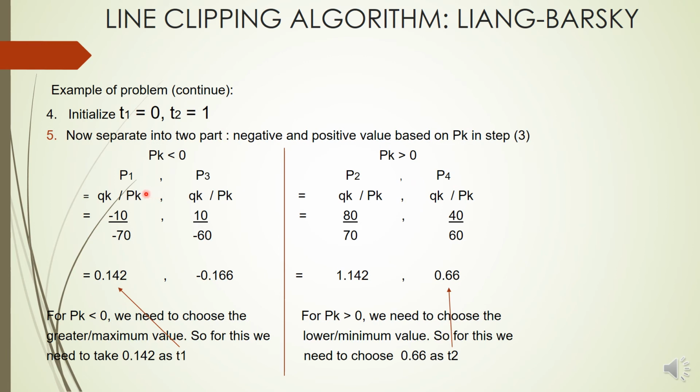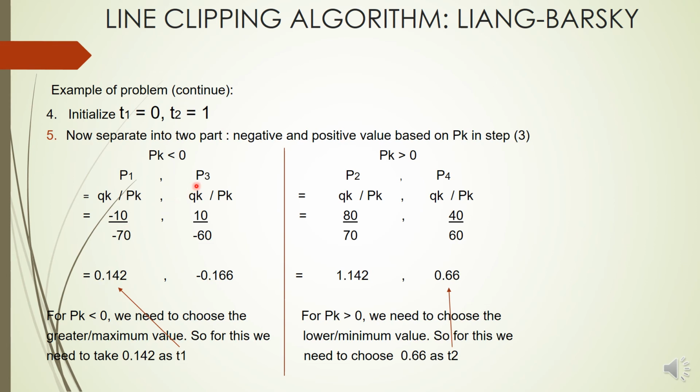So after you divided this into two parts and identified which pk will have positive and negative values, we need to calculate this parameter using this formula, which is qk divided by pk, for p1. k here represents the number. So it means q1 divided by p1. q1 is negative 10, divided by p1, which is negative 70. So you get the answer 0.142.